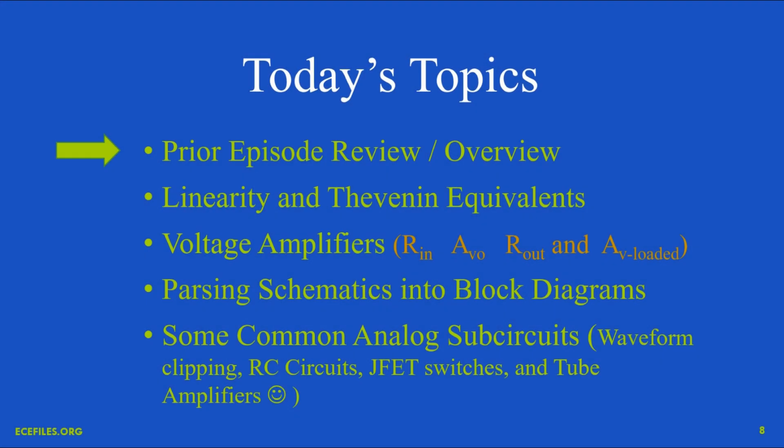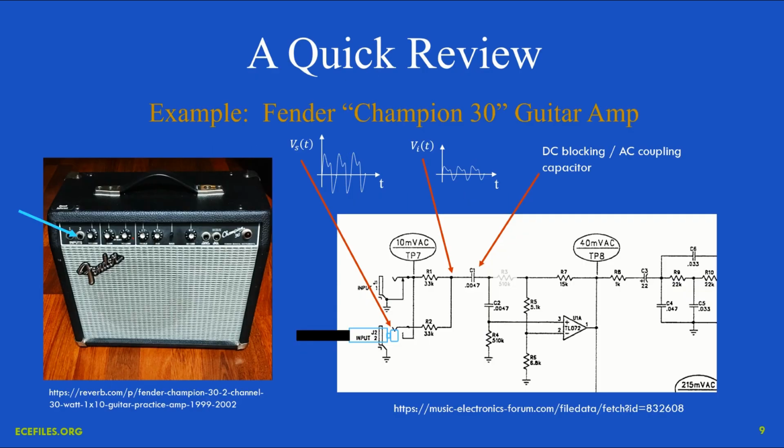So let's dive in, starting with that review from episode 3. In episode 3, we looked at a small piece of the schematic for a Fender Champion 30 guitar amp. And we considered the case where the guitar is plugged into jack 2 only. And when that happens, this signal goes through this resistor and then through this resistor to ground. And we learned that that creates voltage division. The signal at this point here is only 1/2 the signal level of the input.